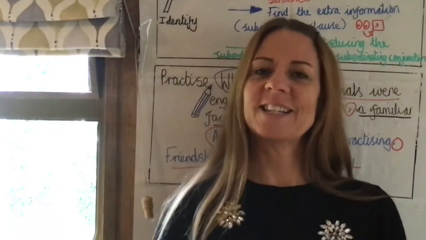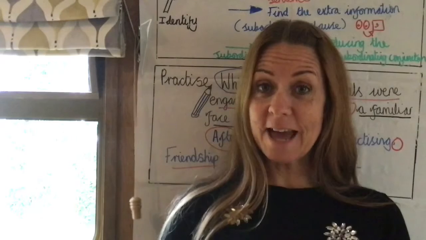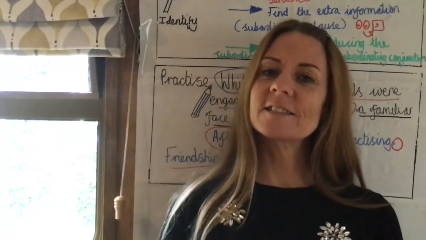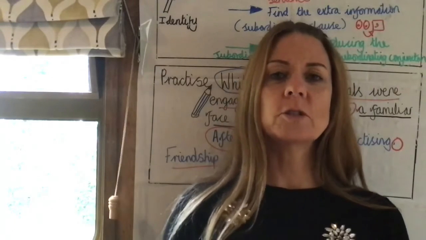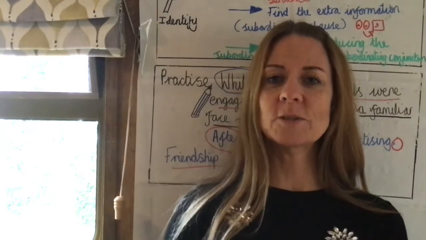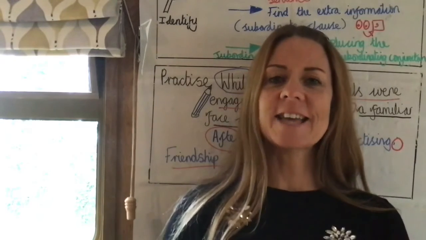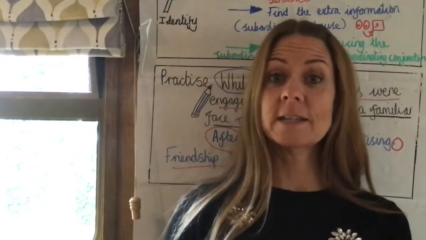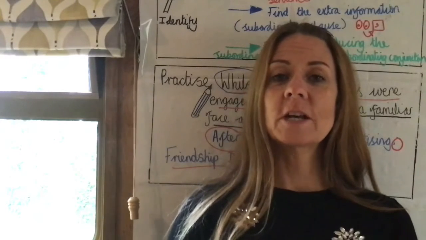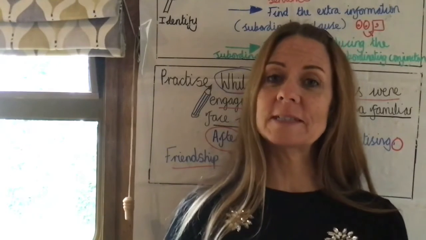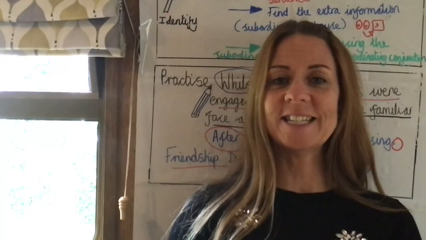I think you're ready for the activity. Remember the steps. Read the sentence, look for the comma in order to find your main sentence, your main clause, and then find the dependent clause. Once you've found the dependent clause, look at the first word that introduces that, and that will be your subordinating conjunction.